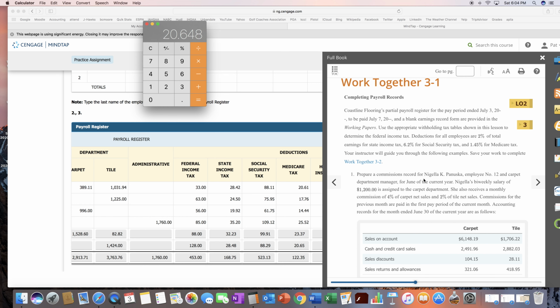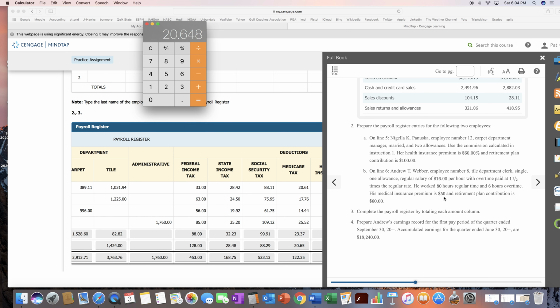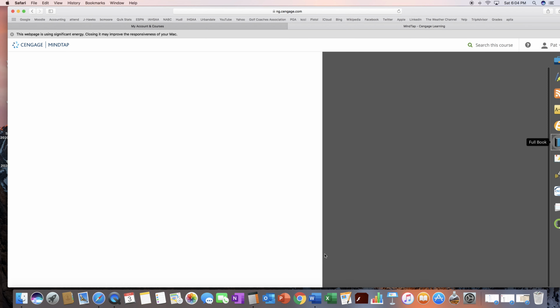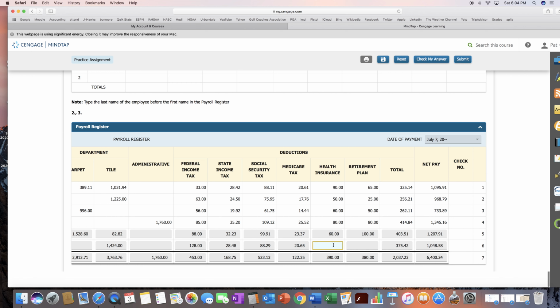It says down here that he puts $50 away for a health insurance premium that gets deducted, and $60 in a retirement plan. So I've got to get rid of this so you can see it a little better. These are all deductions, right? They fall under deductions. You add all those up. I already put the number in, so you didn't have to waste time. This number is the total of all of these added together. How do we get net pay?